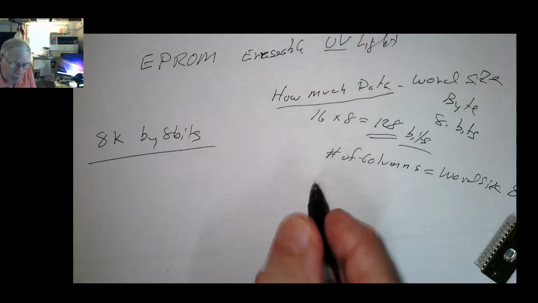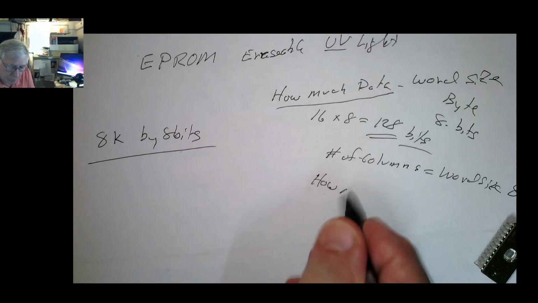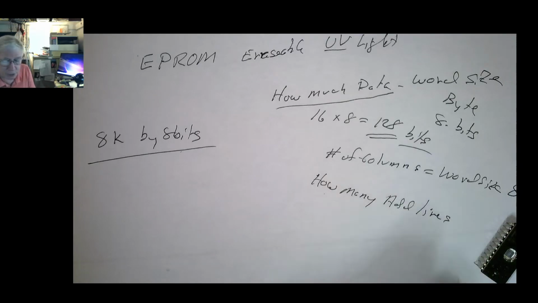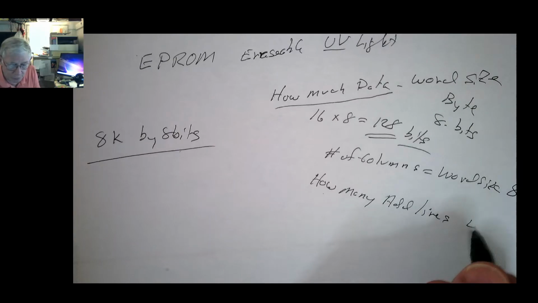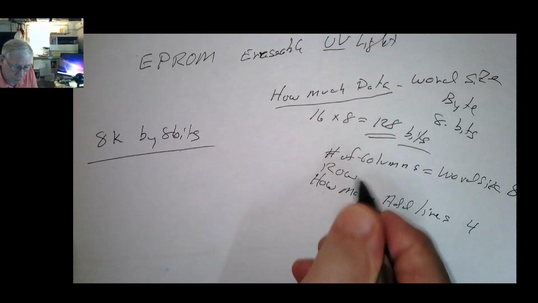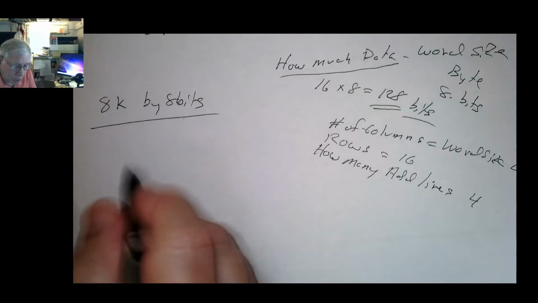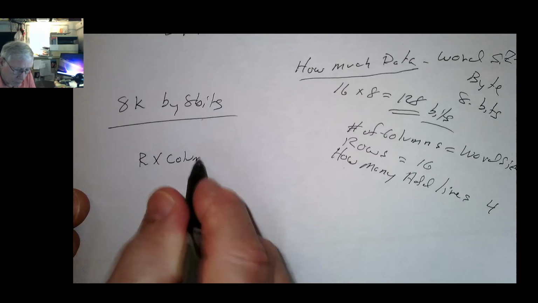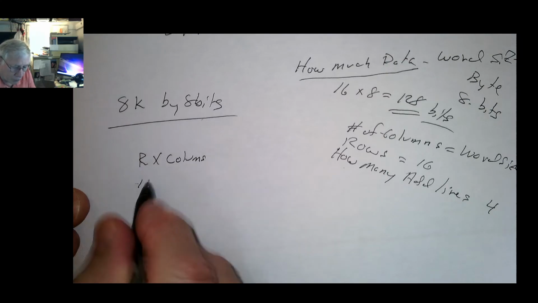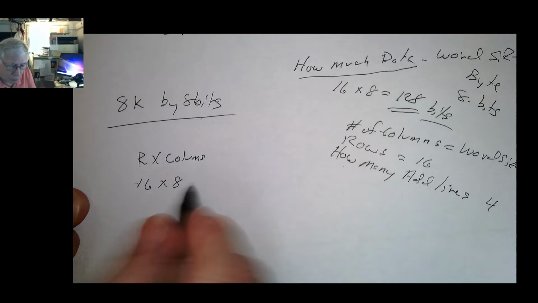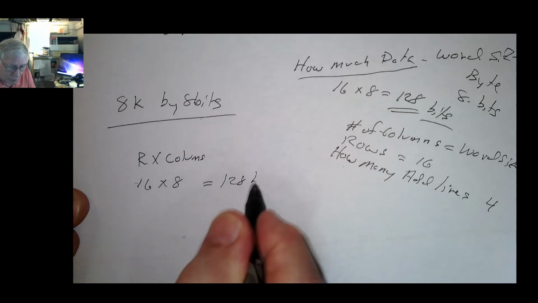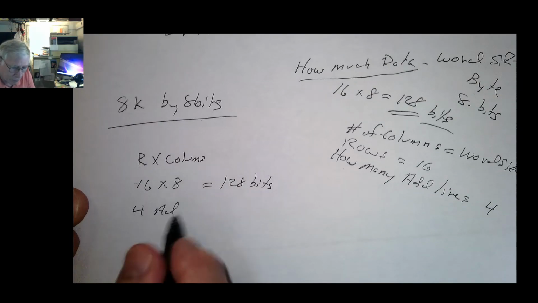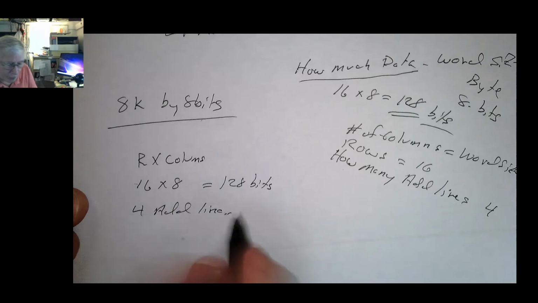And then how many address lines? Well, we had 16 rows, so we had to have 4 address lines. So we normally spec these things in terms of rows times columns. So this would have been 16 by 8, which when you do the multiplication is 128 bits capacity, and then 4 address lines. Okay, so that's typically how we specify them.